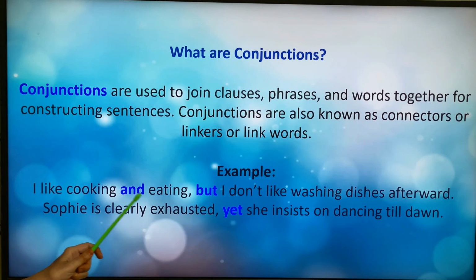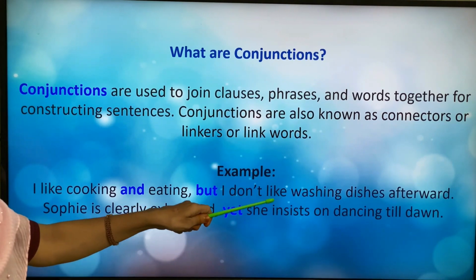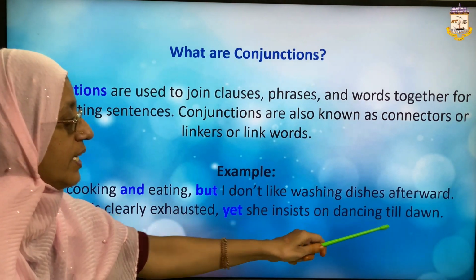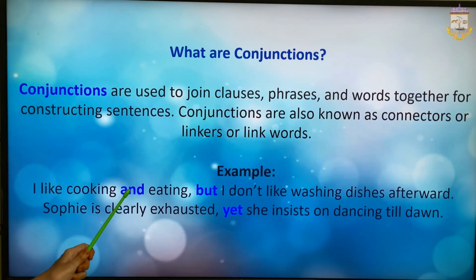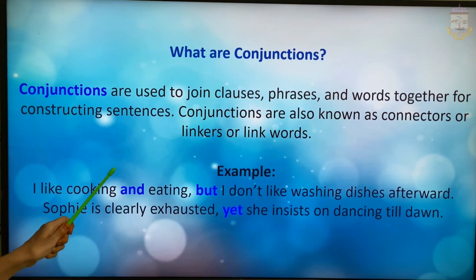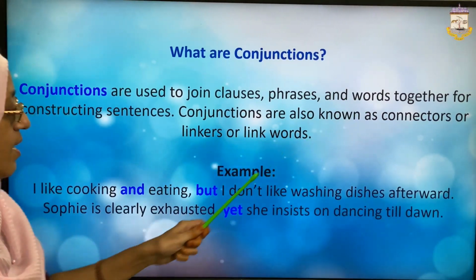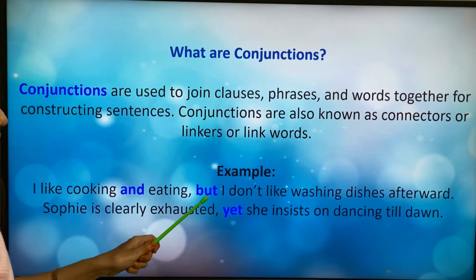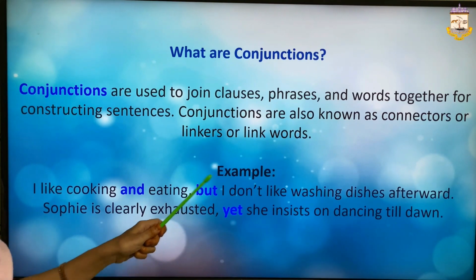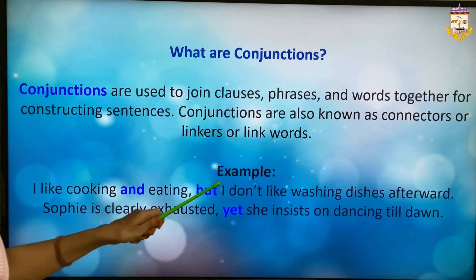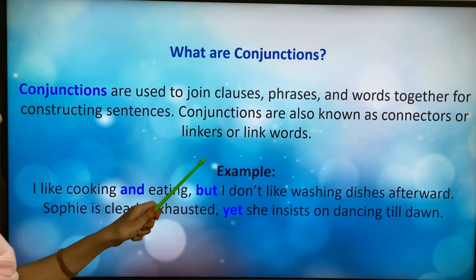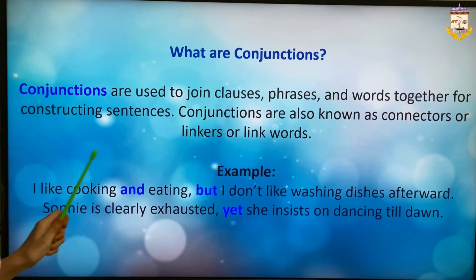Here is an example for you. I like cooking and eating, but I don't like washing dishes afterward. See here, the conjunction and is used to join cooking and eating. So here it is used to join two words. Whereas here this conjunction but is used to show contrast. That is, I like cooking and eating, but what I don't like? Washing dishes afterwards. So but is used to show contrast.